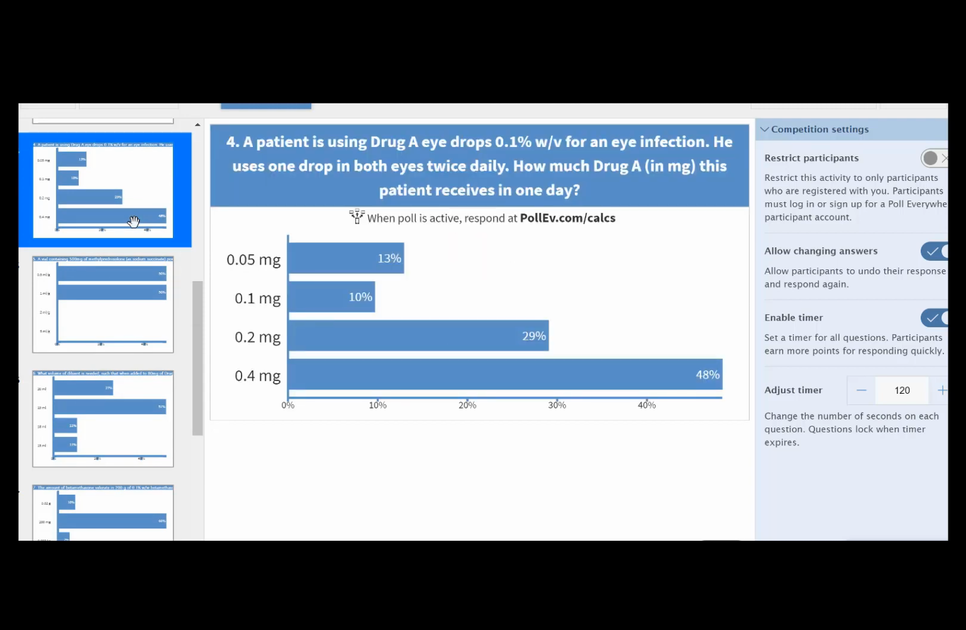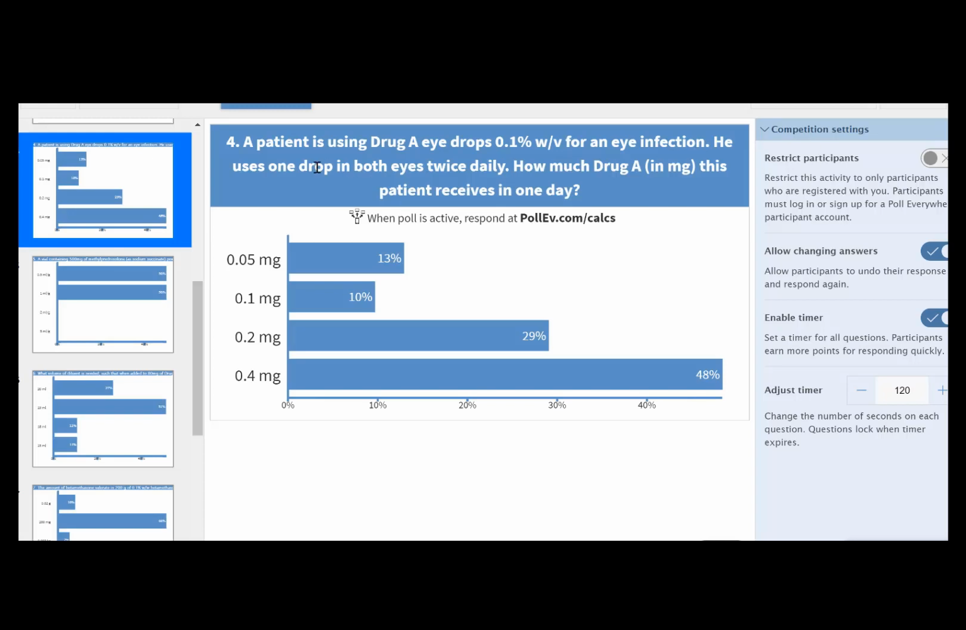The patient is using drug A, eye drops 0.1% weight by volume for eye infection. And then we have the information that he uses 1 drop in both eyes twice daily. So that means this patient, in one day, is using 4 drops in total, right? 1 drop in both eyes for twice a day. So 4 drops in total in one day. And we have to find out in milligrams how much the dose this patient receives, okay?